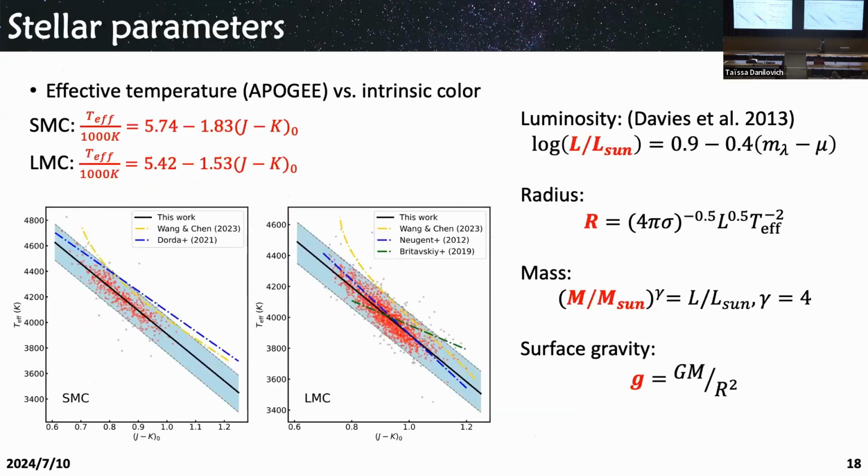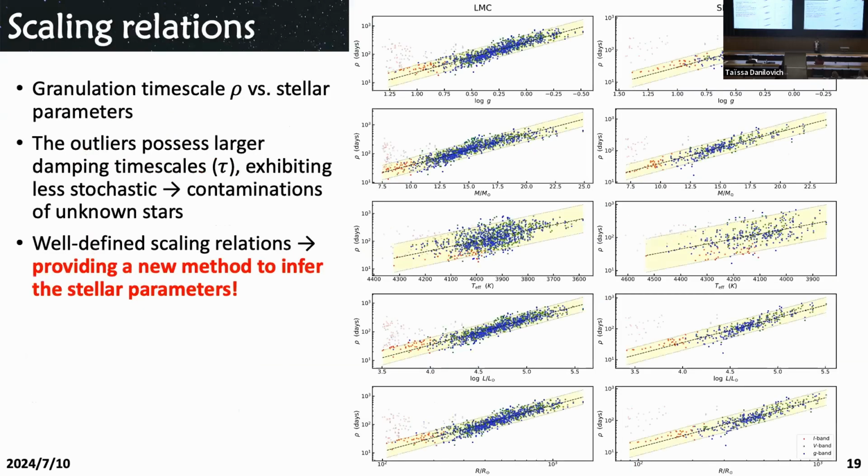We also calculate the stellar parameters of our red supergiant samples. Firstly, we established a relation between effective temperature and intrinsic color. The temperature comes from the APOGEE survey, and then the luminosity, radius, mass, and surface gravity can be calculated through these formulas in turn. And that's our latest scaling relations in the SMC and LMC with the complete sample of red supergiant stars. This figure shows granulation timescale rho versus stellar parameters.